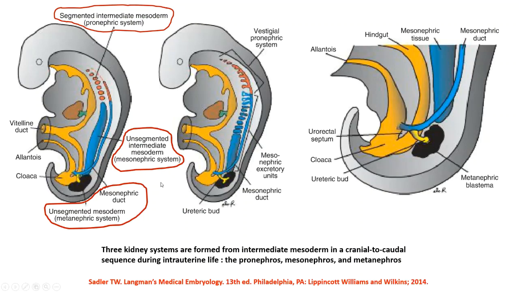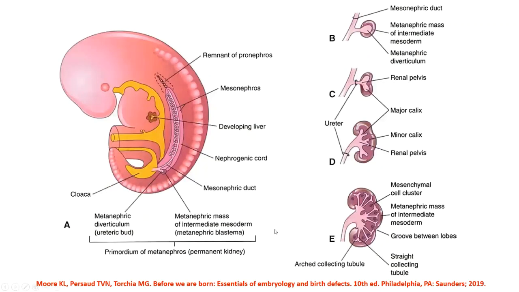This mesonephric duct will interact with the unsegmented mesoderm of the metanephric system. As a result, this metanephric system will ultimately differentiate into the ureteric bud, which will give rise to the renal pelvicalyceal system, and it will also induce the metanephric blastema to give rise to the glomeruli and the tubules. So this small illustration shows all there is to know.